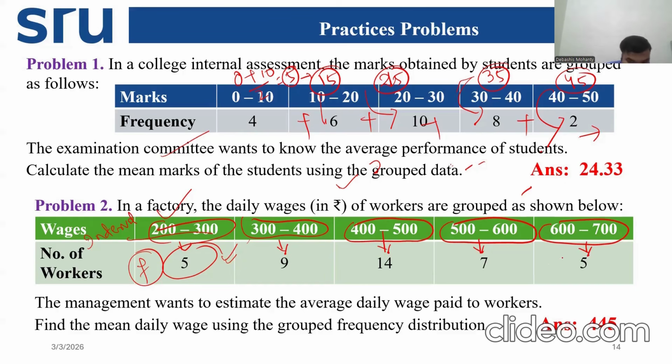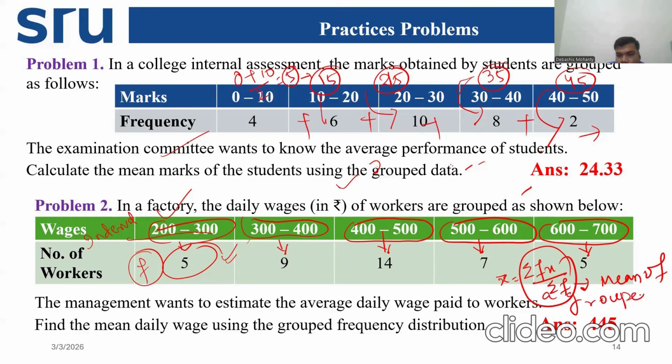So with this, what do you need to calculate? Find the mean of the daily wage using the grouped frequency distribution. Now tell me, what formula will you use? x bar equals sum of fx divided by sum of f. That way we can calculate the mean of a grouped data set. So after applying this sum of fx, similarly to the first problem, we will find the x bar value is equal to 445. Just simplify this.